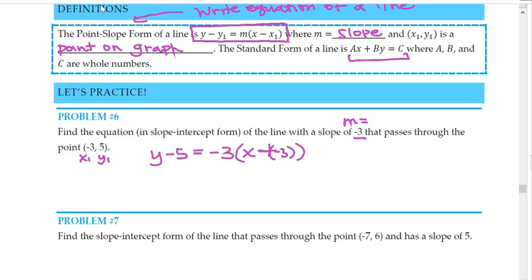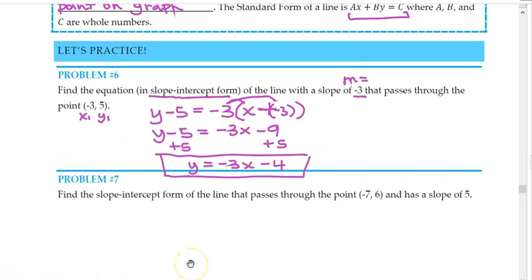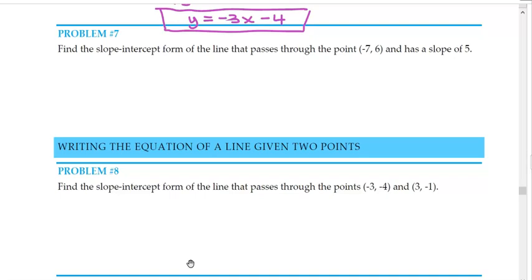So let's simplify this to get it in slope-intercept form now. So we need to distribute that -3 through, and we'll have y minus 5 equals -3x, and then -3 times +3 is -9. And then to get y by itself, let's add that 5 over, which is going to give us y equals -3x minus 4. And that is the equation of that line. Okay, and I'll leave that next one there for you to practice with, given the point and the slope.